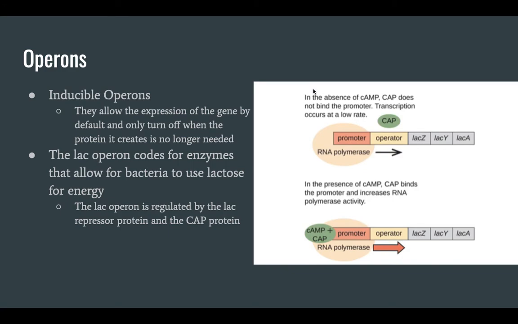As we can see in the diagram, in the absence of cyclic AMP, CAP does not bind to the promoter, and transcription occurs at a low rate. In the presence of cyclic AMP, CAP binds to the promoter, increases the RNA polymerase's affinity to the promoter, and promotes transcription.